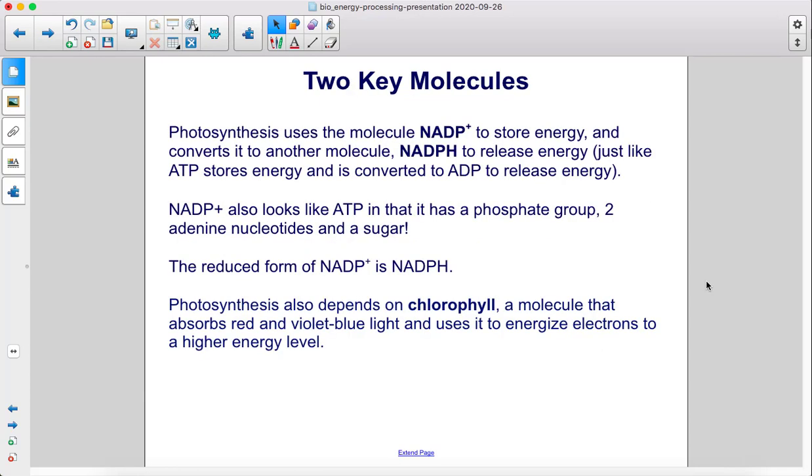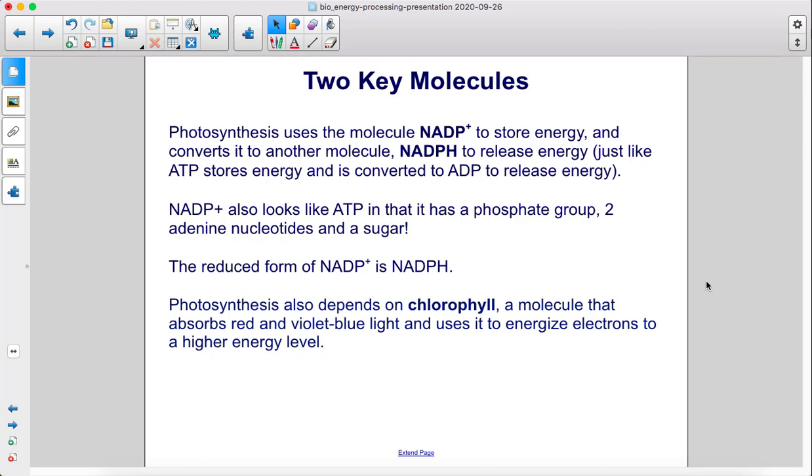Photosynthesis uses the molecule NADP to store energy and converts it to another molecule, NADPH, to release energy, just like ATP stores energy and is converted to ADP to release energy. NADP+ also looks like ATP in that it has a phosphate group, 2 adenine nucleotides, and a sugar. The reduced form of NADP+ is NADPH.